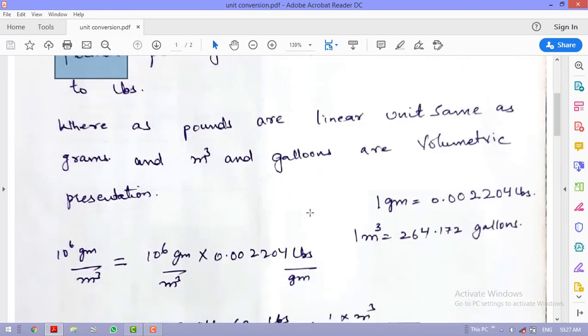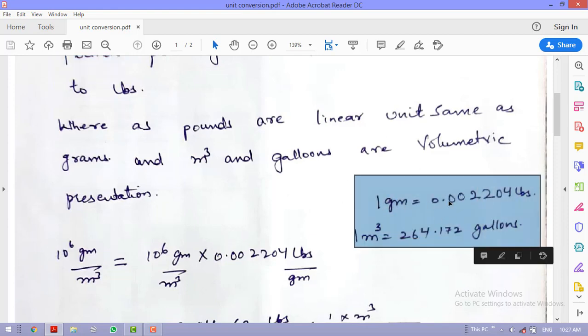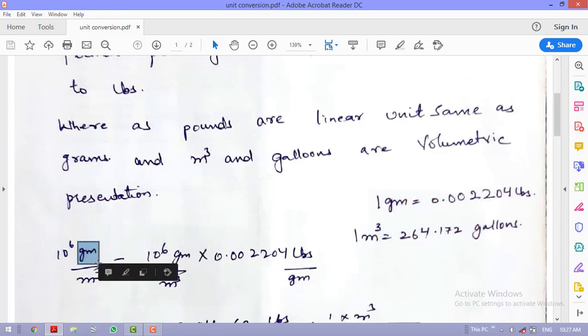So now let us see how we can convert. Before this you have to know at least two things: 1 gram is equal to 0.002204 lbs, and 1 meter cube is equal to 264.172 gallons. So first I need to convert this gram into lbs, and then this meter cube I have to convert into gallons.